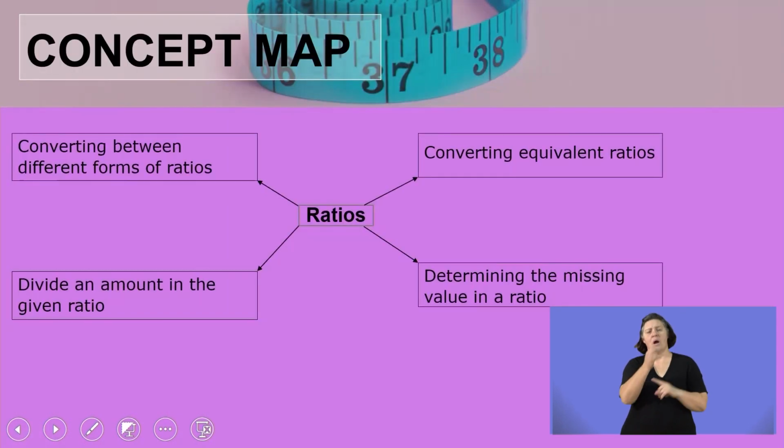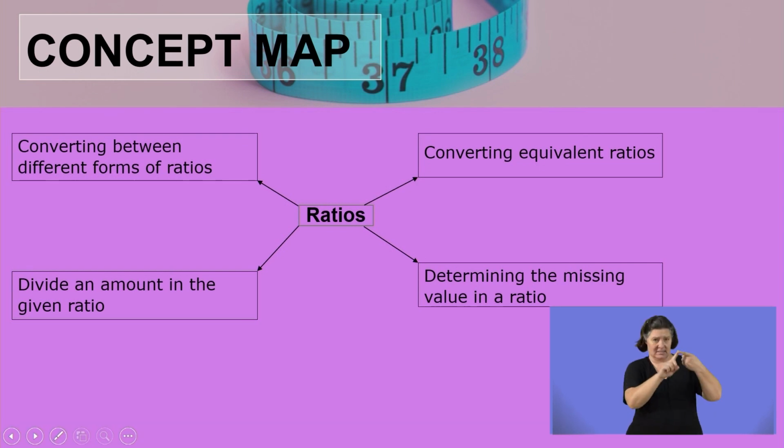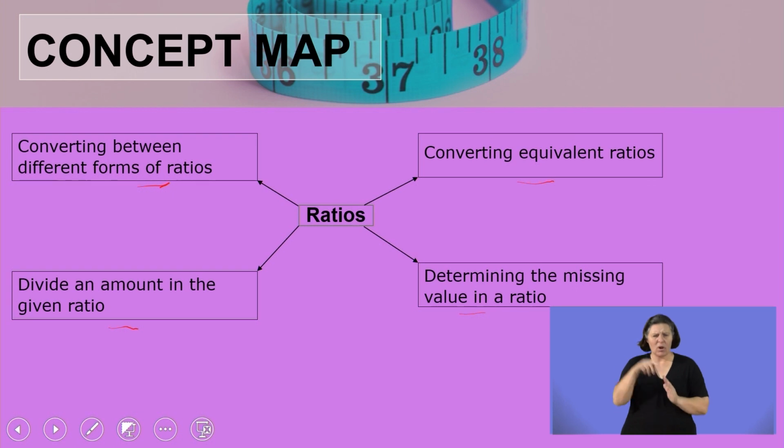Okay, let's have a look at the content that we have to cover. Firstly, we will be looking at converting between the different forms of ratios. We will convert equivalent ratios. We will determine the missing value in a ratio, and we'll divide an amount in the given ratio. So this is the content that we will be covering by the end of the lesson.